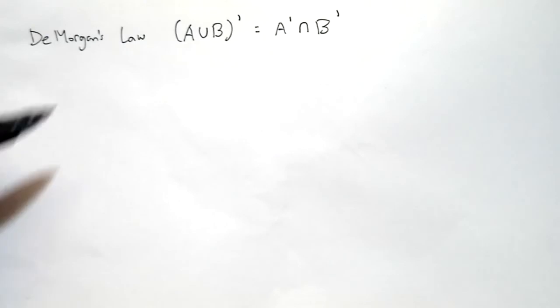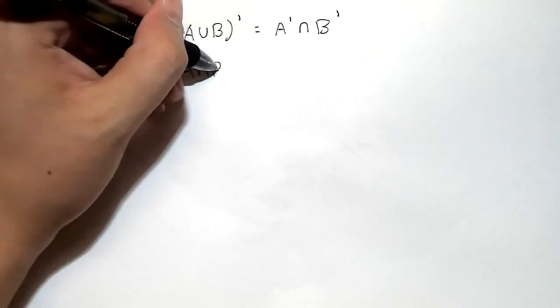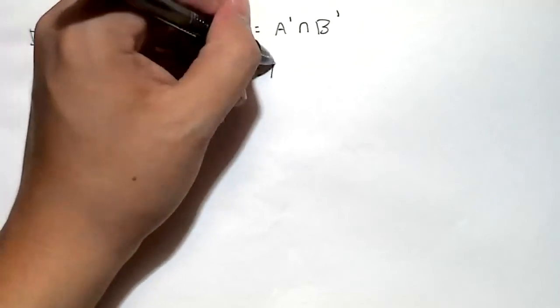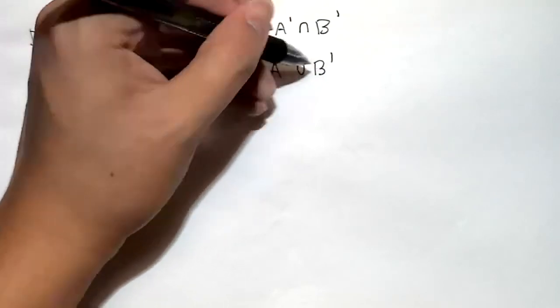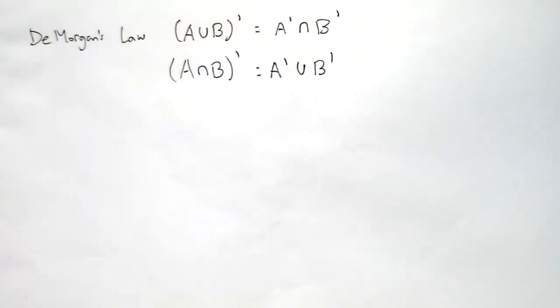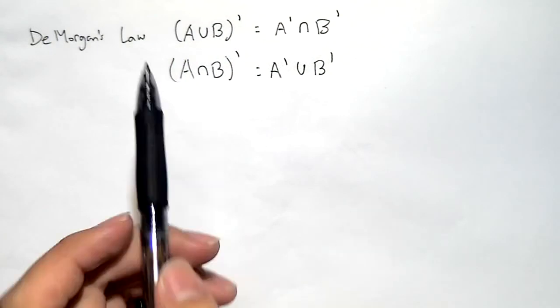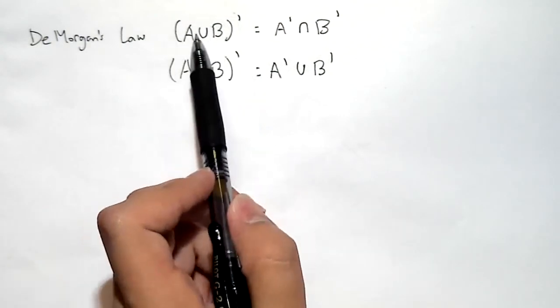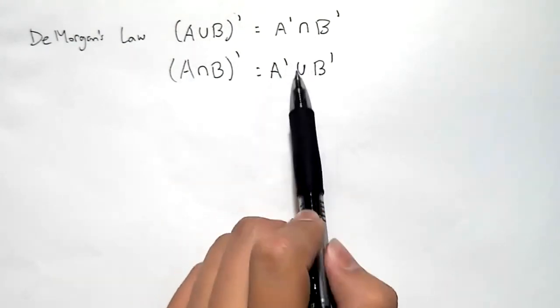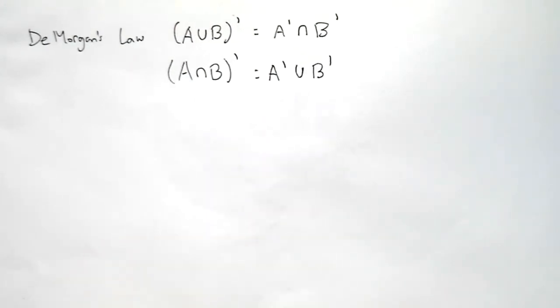I need to find a better way to arrange my paper here. Similarly, the complement of the intersection of A and B is equal to the union of the complement of A with the complement of B. So the Morgan's law. So notice that it's not as simple as saying, well, this is just A prime union B prime, because the sign changes. It's no longer a union, it's an intersection, and vice versa.